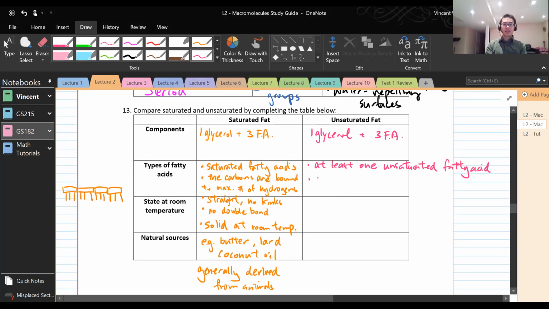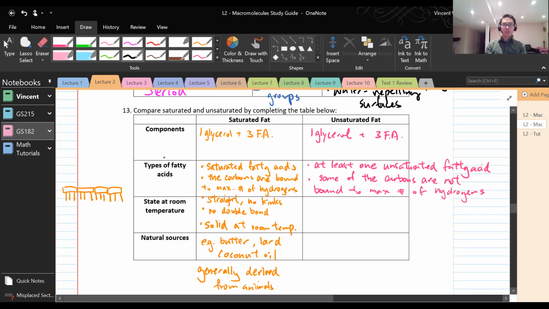Okay, so what that means is, well, it's the opposite of this, right? So for this, the carbons are bound to the maximum number of hydrogens. So in this case, some of the carbons are not bound to the max number of hydrogen. Okay, so there are rooms for more.